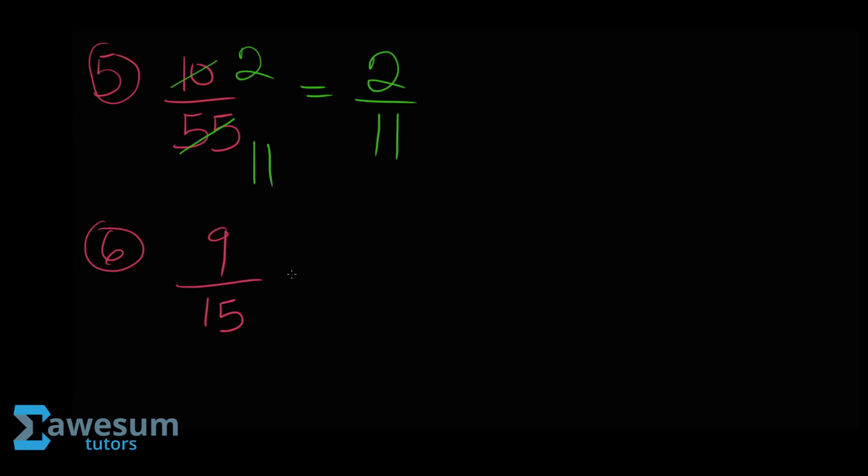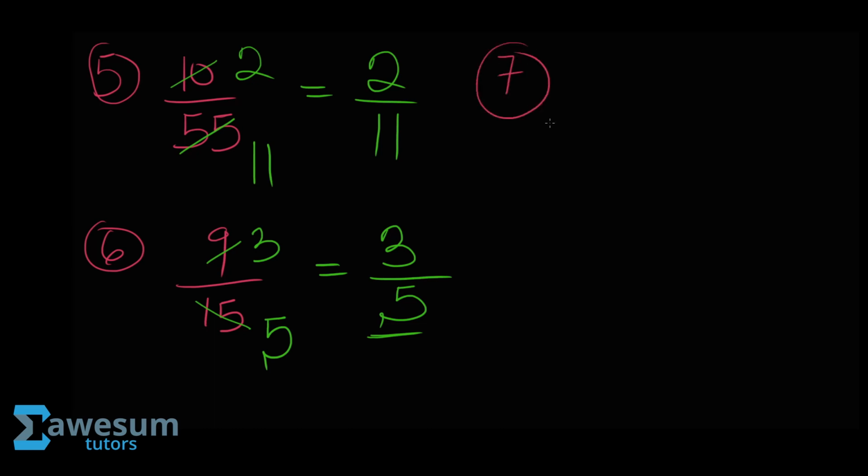Okay, let's solve this problem. This is 9 over 15. You realize that 3 can go in 9 and 3 can go in 15. 3 in 9 is 3. 3 in 15 is 5. 3 over 5. Nothing can divide this anymore except 1. So that means 3 over 5 is the simplest thing that we can have for this fraction.